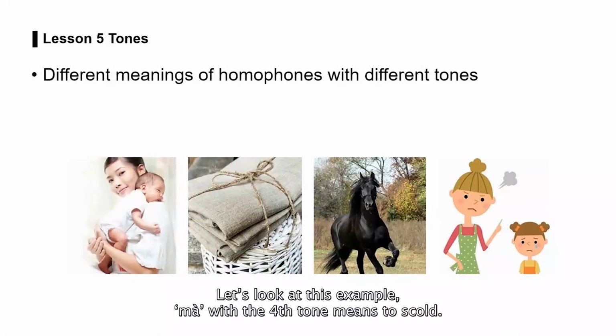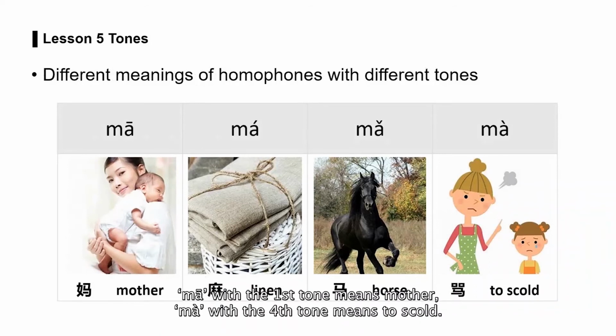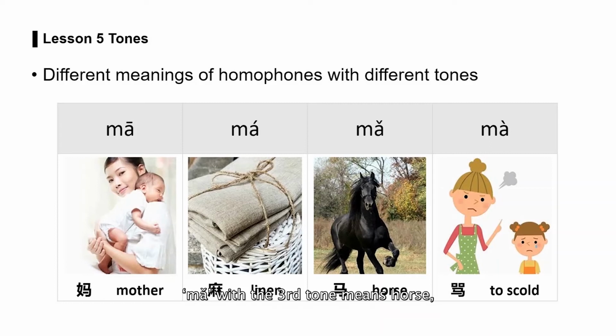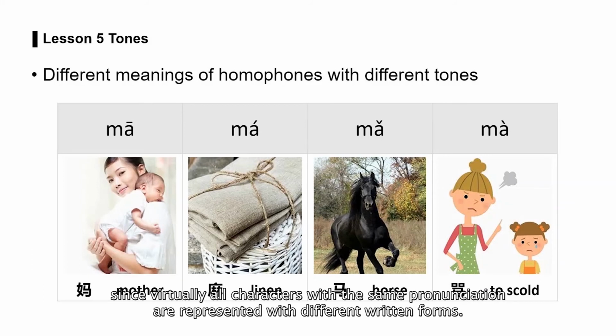Let's look at this example. Ma with the first tone means mother. Ma with the second tone means linen. Ma with the third tone means horse. Ma with the fourth tone means to scold. In written Chinese, such confusion is impossible, since virtually all characters with the same pronunciation are represented with different written forms.